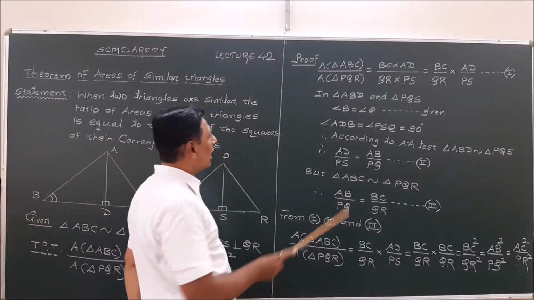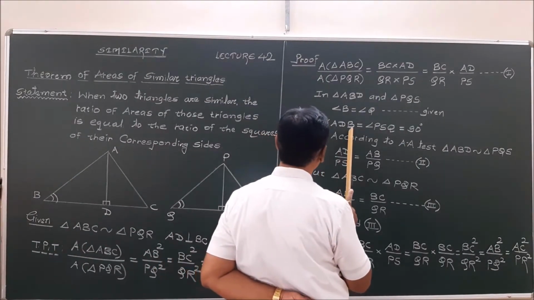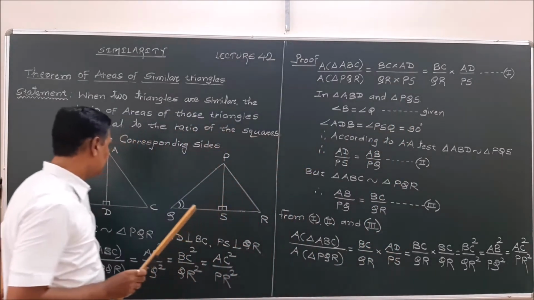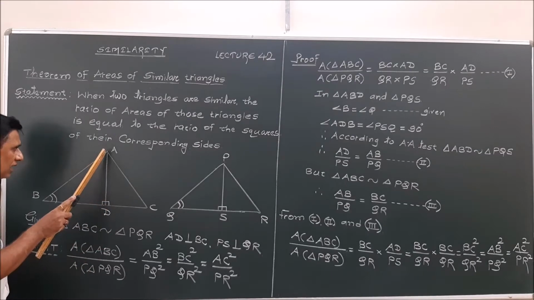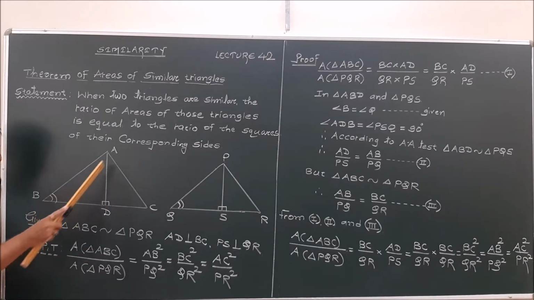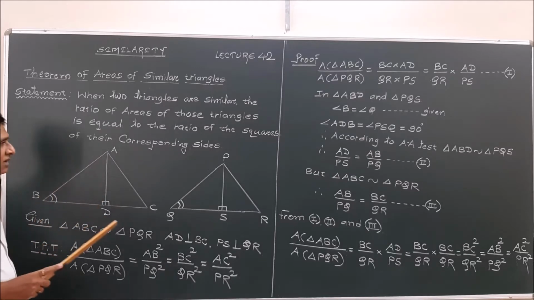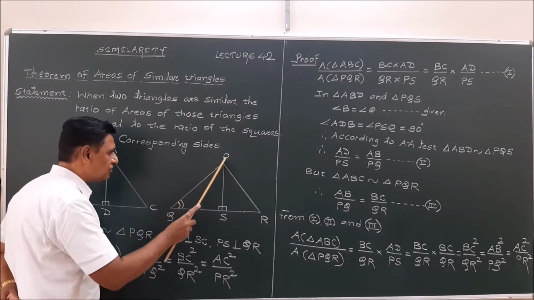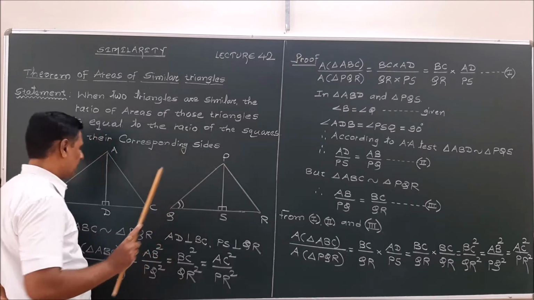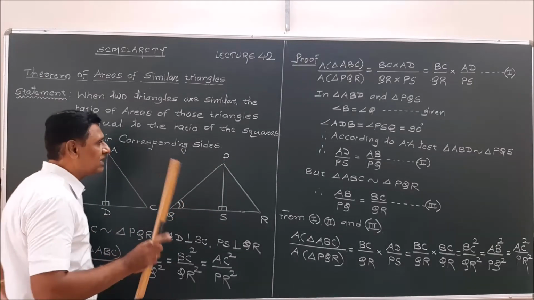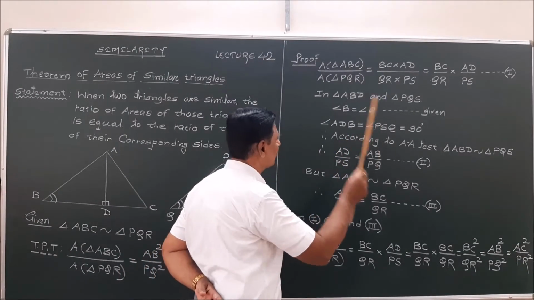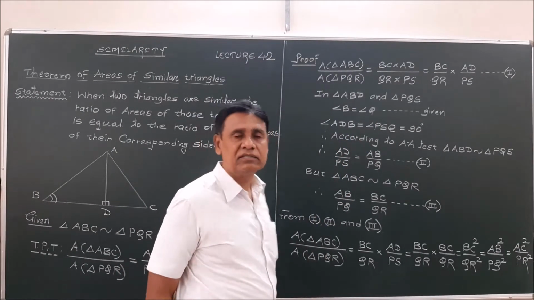Fine. Now the next one: angle ADB is equal to angle PSQ is equal to 90. Please have a look here. This is our triangle ADB and angle PSQ. Each one of them is 90. Yes, ADB is equal to PSQ is equal to 90.